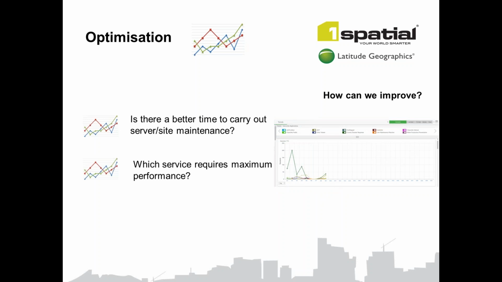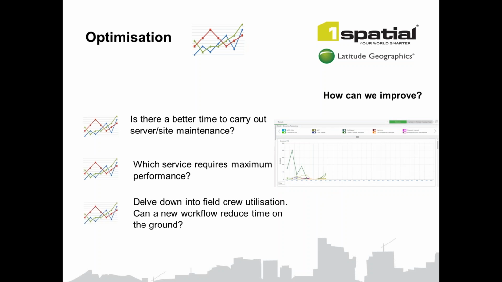Which of our services require maximum performance, and is there a way that we can maximize that performance for those services? And we can delve down into how the people out in the field utilize what we're doing, and we can watch what's happening. So can we build a new workflow, for example, to reduce the time for the workers out in the field, make their life easier?